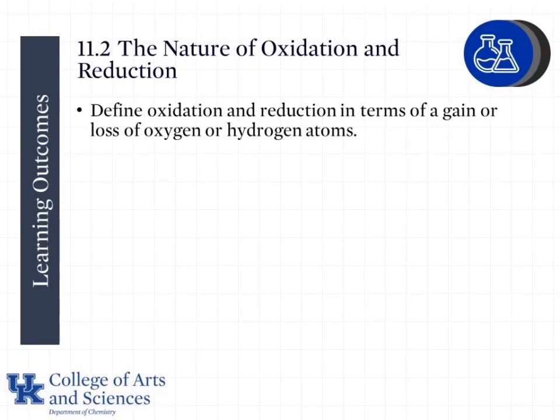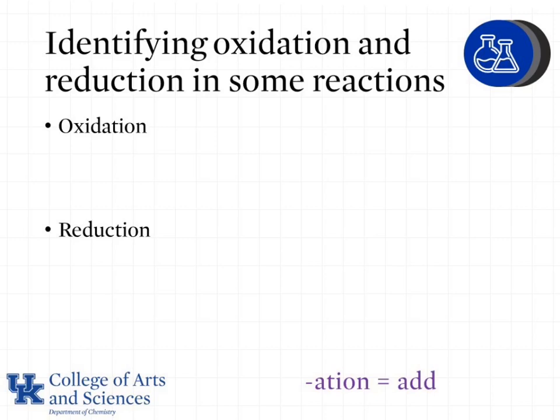In this lesson, we will learn to define oxidation and reduction in terms of a gain or loss of oxygen or hydrogen atoms. In every oxidation and reduction, there is a gain and loss of electrons. In some reactions, it's harder to see this gain or loss of electrons, and we can also look in terms of the gain or loss of oxygen and hydrogen atoms.